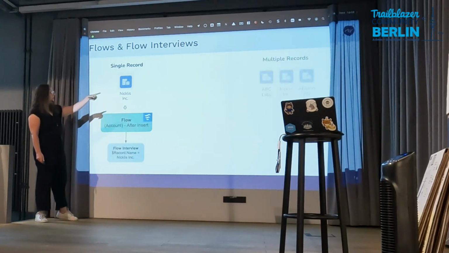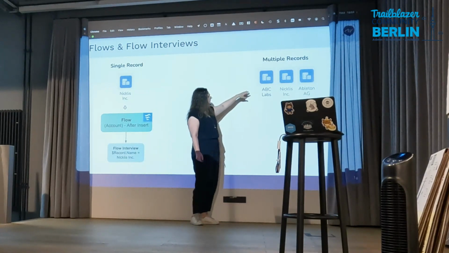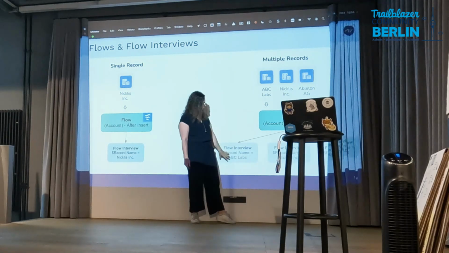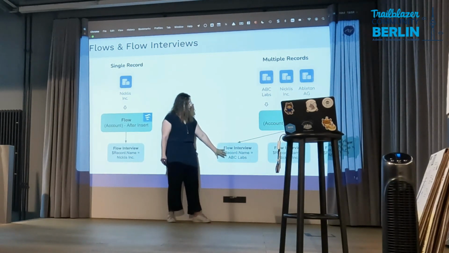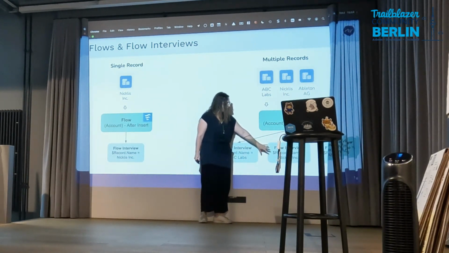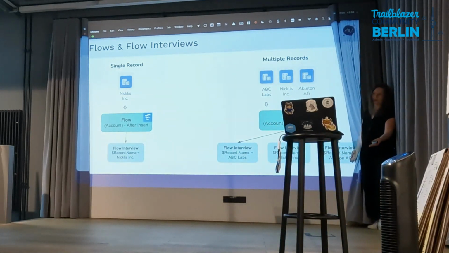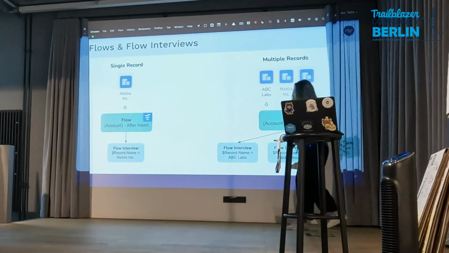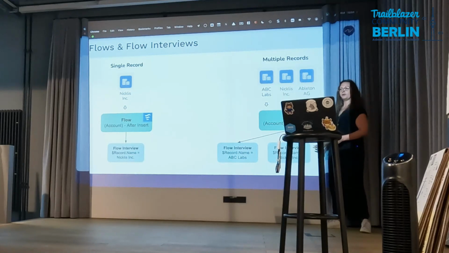Quite simple. If we have multiple records, they will be passed to a flow, and the flow will spread them out across multiple flow interviews. So we'll have one flow interview where $record.name is ABC Labs. The second one will be Nicklis Inc. The third one, of course, the best example was Ableton. I put it there, and now it's hidden underneath the thingy. Yeah, so it spreads it out across multiple flow interviews.